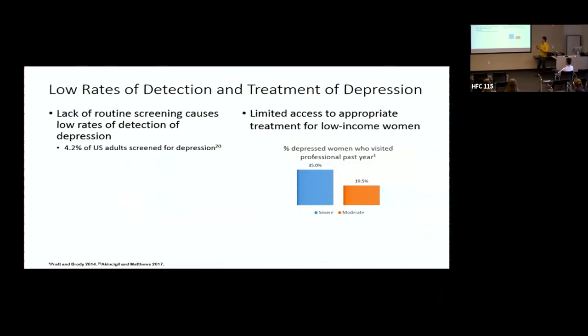Unfortunately, only around 4% of U.S. adults screened for depression each year. Then, even though they are screened or detected, their access is significantly limited. Only 35% of women with severe depression and about 20% of women with moderate depression see healthcare providers, especially mental health care providers, for their symptoms in the past year.